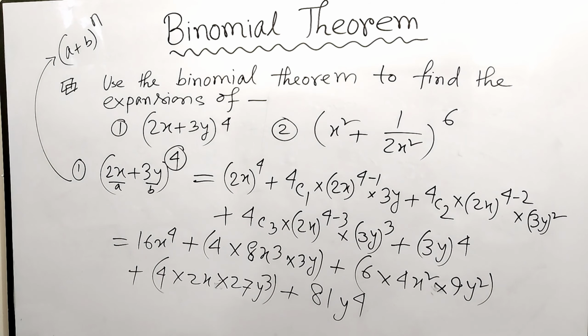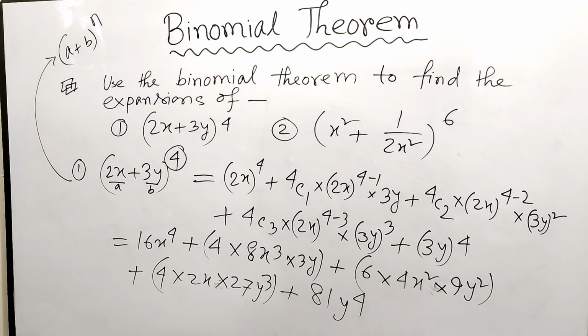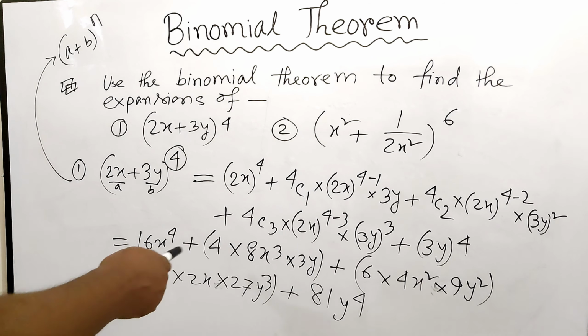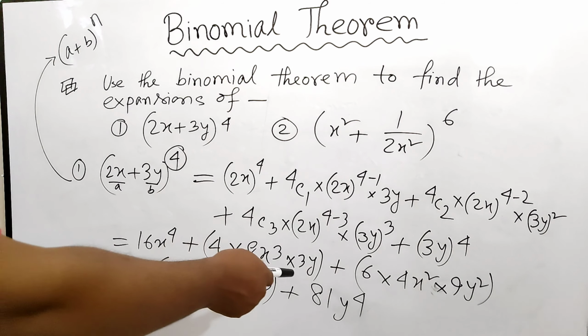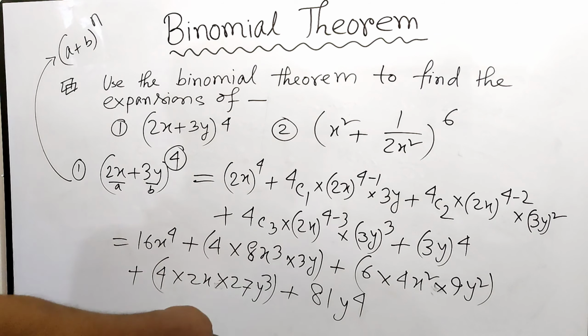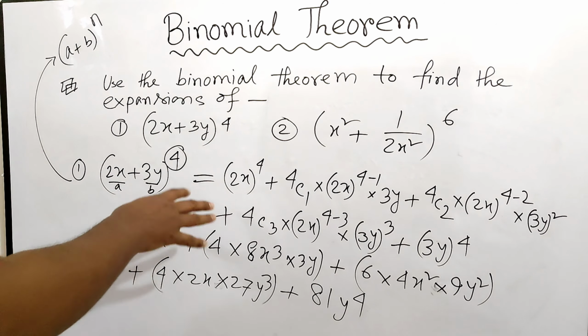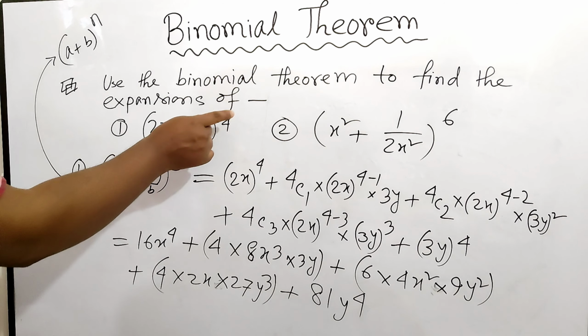Okay, now if you calculate this by using the calculator, then you will get the expansion of this. You just multiply 4 by 8 and multiply by 3, then you will get the coefficient, and it should be x cube y. So in that way you can easily find the expansion of this. Okay, so this is the expansion for number 1 up to power 4.